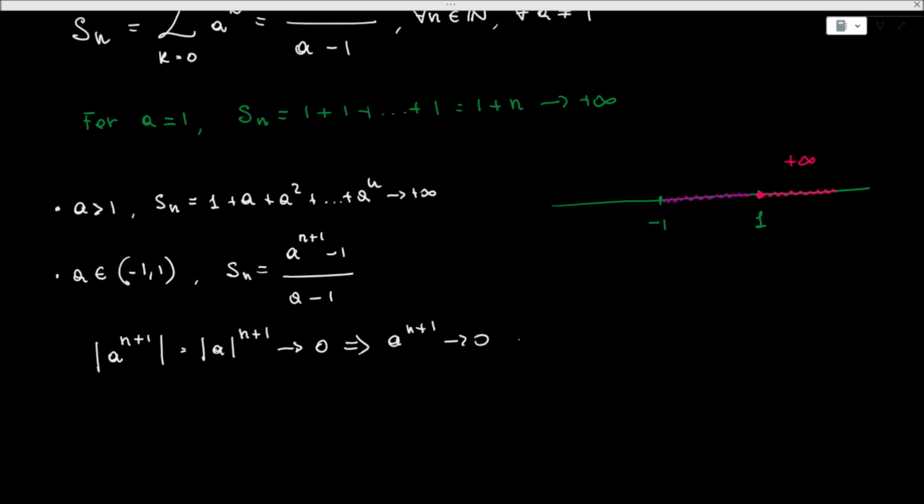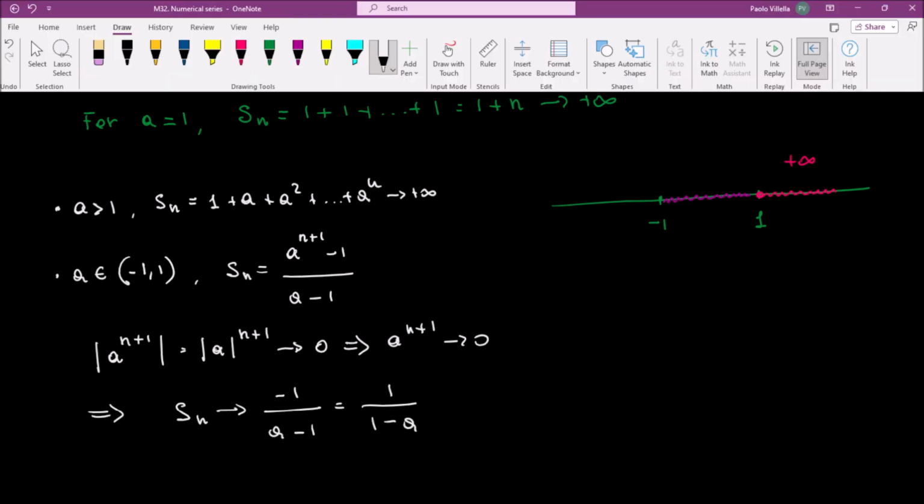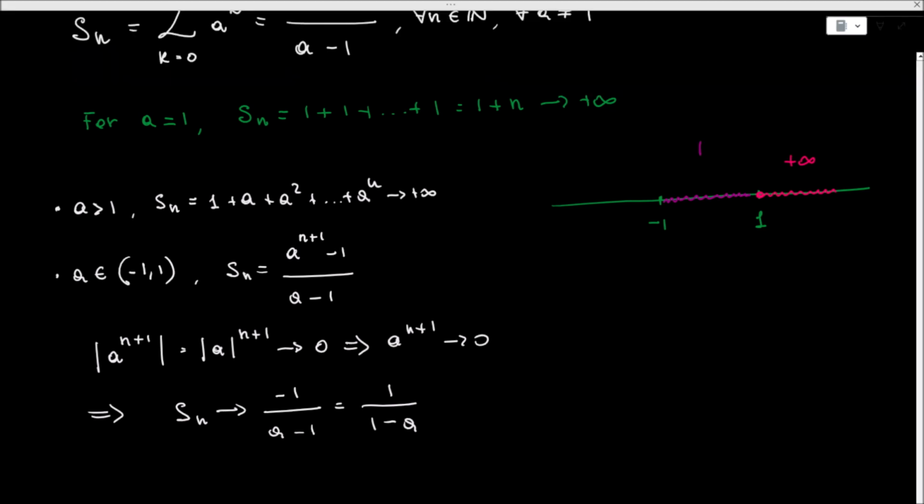and this in turn implies that Sn will tend to what? To minus 1 divided by a minus 1, or if you like, 1 divided by 1 minus a. So we can conclude that in this interval, the limit is always 1 divided by 1 minus a.